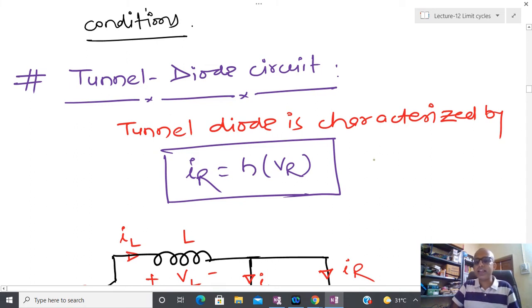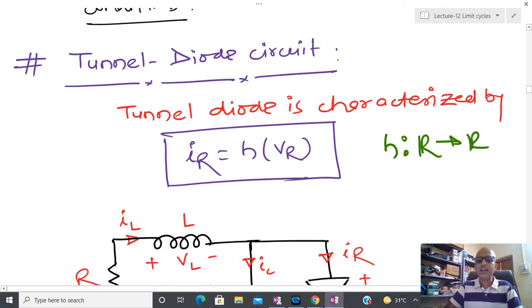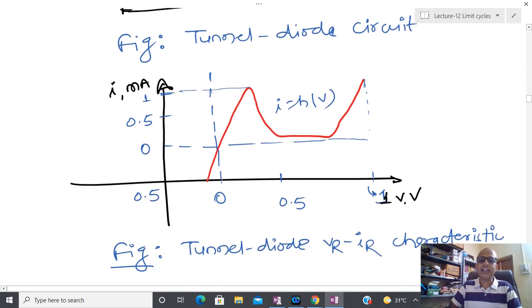But whatever h is here, either you can take plus or minus, that doesn't matter. It is some kind of function that maps from R to R. So here h is not some kind of constant, it is some kind of function. Okay, and it is possible to show by seeing this characteristic. I will show you the characteristic first, and after that I will discuss. You can see here that initially if you increase the voltage, current increases, and after that, if you increase the voltage, then current decreases.